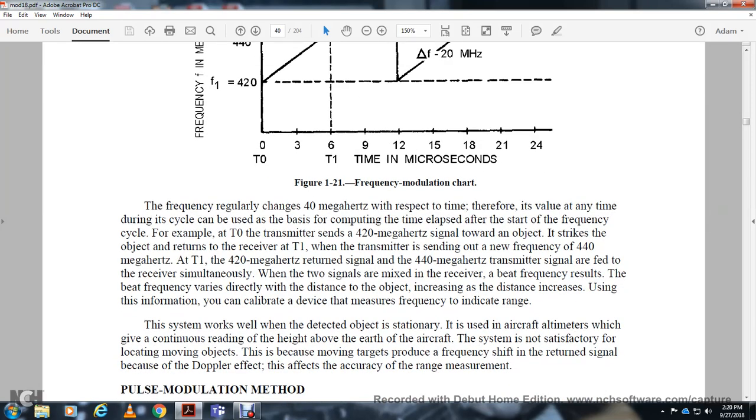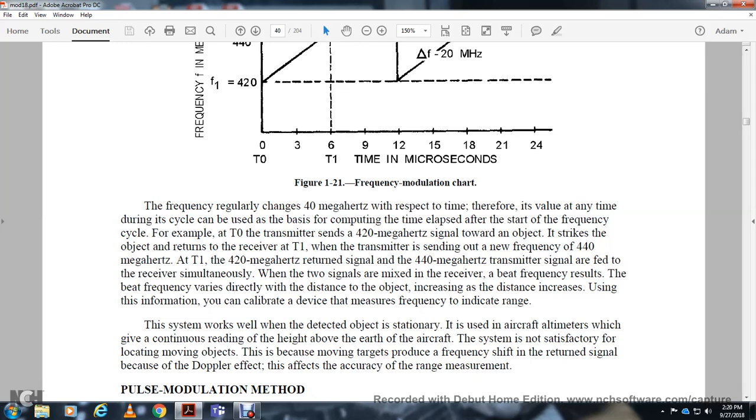The frequency ranges over 40 megahertz with respect to time, and therefore it will vary at any time during the cycle, based on the time elapsed after the start of the frequency cycle. For example, at time interval 0 the transmitter sends a 420 megahertz signal toward an object, which strikes the object and returns to the receiver at time interval 1.